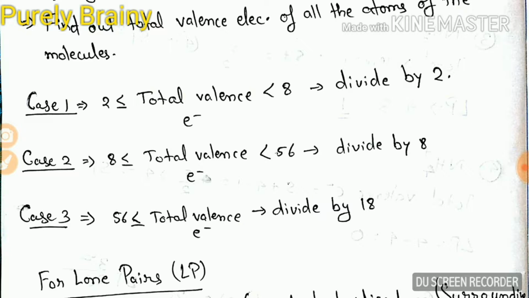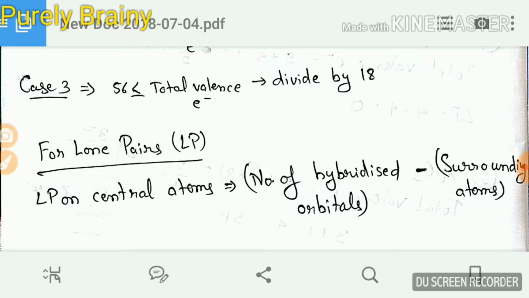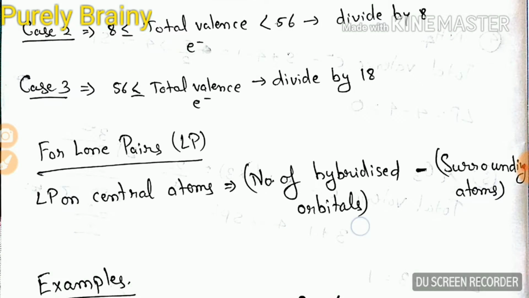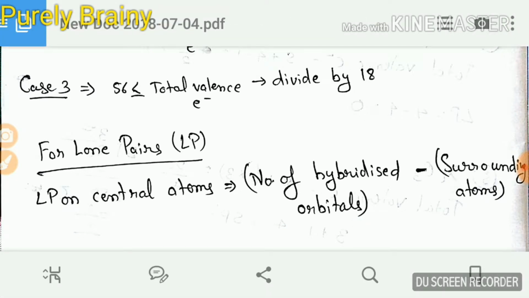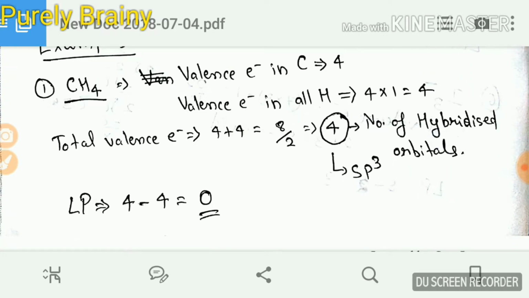When we divide by 2, 8 or 18, the number we get will be the number of hybridized orbitals. To calculate the lone pairs, we subtract the number of surrounding atoms from the number of hybridized orbitals. The concept will be clearer on seeing a few examples.